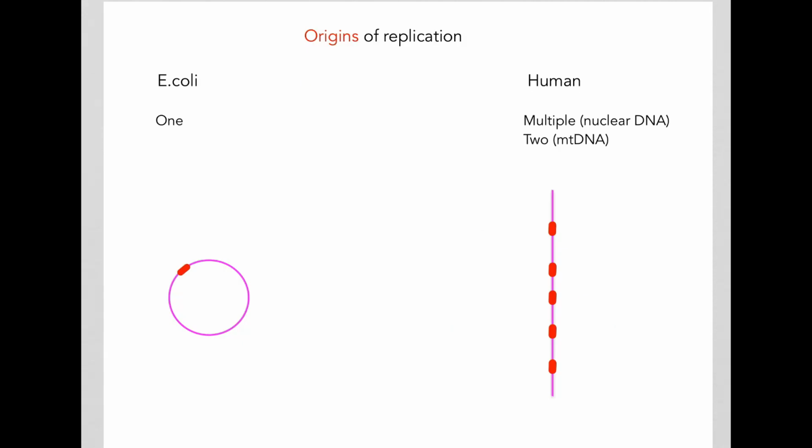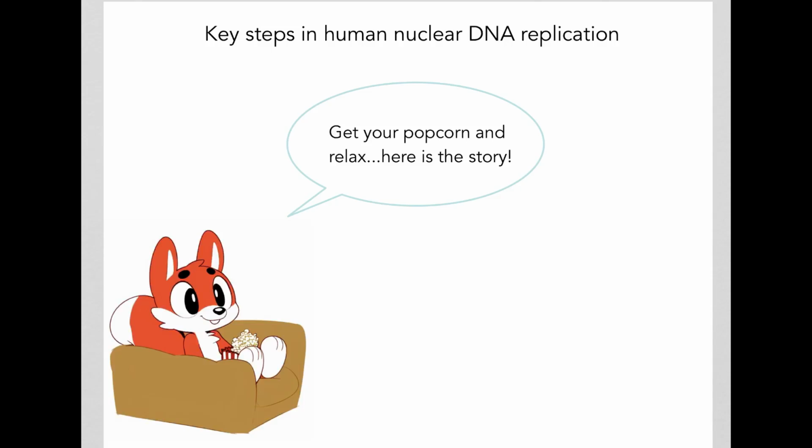As far as origins of replication, there is only one origin of replication in E. coli. In a human nuclear chromosome, there are several origins of replication, and later, in the next video, we'll look at mitochondrial DNA replication. There we have two origins of replication. Okay, so let's look at the key steps in human nuclear DNA replication.